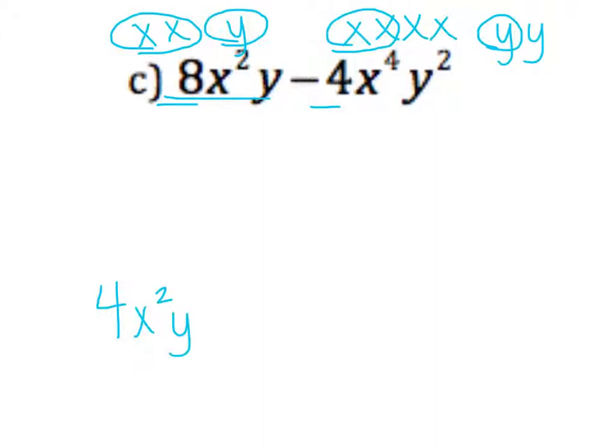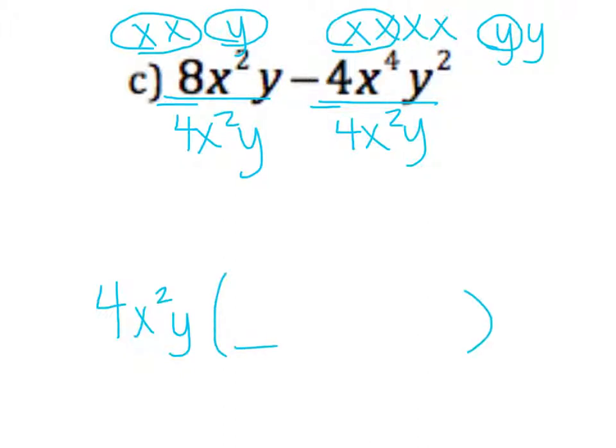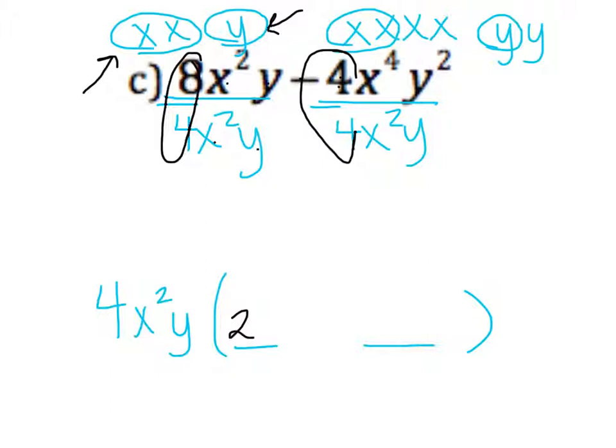So if I divide each term by my greatest common factor and write my leftovers, I started with 2 terms, I'm going to end with 2 terms. So 8 divided by 4 is 2. X squared divided by x squared, I should have no more x's because I circled both of them. Y divided by y, I shouldn't have any more y's left over because I circled the 1. Right? Negative 4 divided by 4 is negative 1.